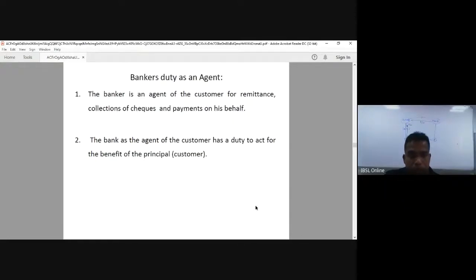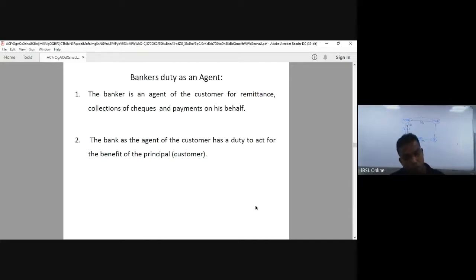So then, bank's duty as an agent. This is another form of the banker-customer relationship, principal and agent relationship. Under this banker-customer relationship, the banker and the customer sometimes act as the agent and the principal. Who is the principal? Principal is the customer. Agent is the bank. So bank represents the customer as an agent. So bank is an agent of the customer for remittance, collections of checks and payments on behalf of the customer.